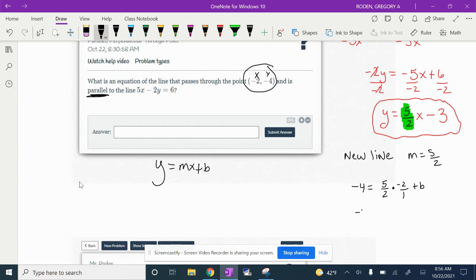So we have -4 equals, now I like to reduce before I multiply, so let me just reduce these. So 2 goes into itself once, and 2 goes into -2 -1 times. You could also just multiply 5 times -2, 2 times 1, and then reduce. It doesn't matter. I like to reduce before I multiply. It's just my preference. So 5 times -1 is -5. 1 times 1 is 1, so this is going to give me a -5 plus b. Hopefully I did my math right.